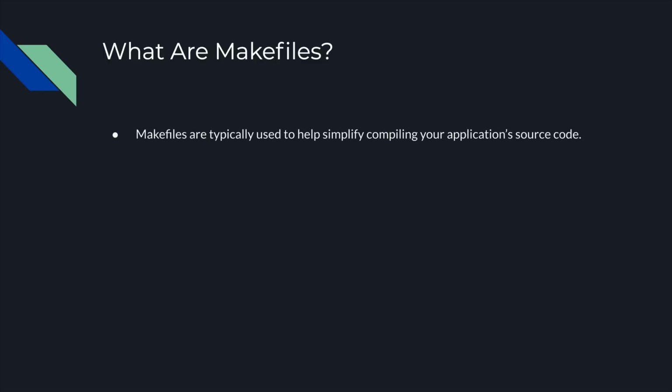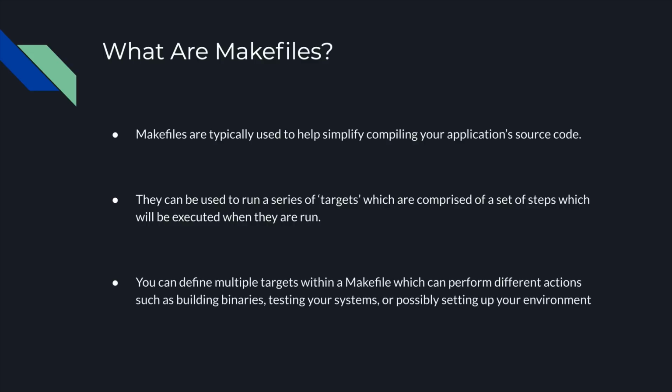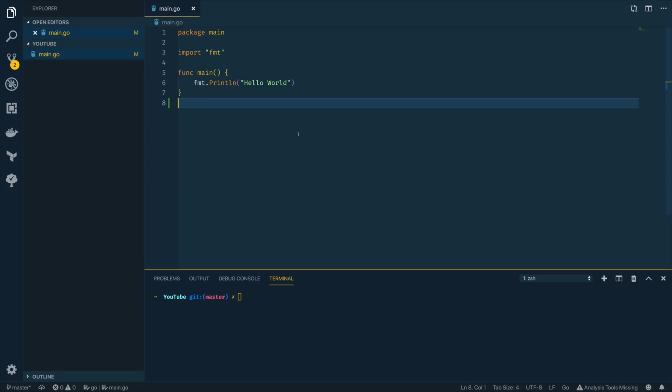Now, Makefiles are typically used to help simplify compiling your application's source code. They can also be used to run a series of different targets, which are comprised of a set of steps, which will then be executed whenever this specific target is run. And you can define multiple targets within a Makefile, which can perform different actions such as building binaries, testing your systems, or possibly even setting up your environment. There's multiple use cases for these things, and a good example of this would be, say, the Kubernetes repository on GitHub.